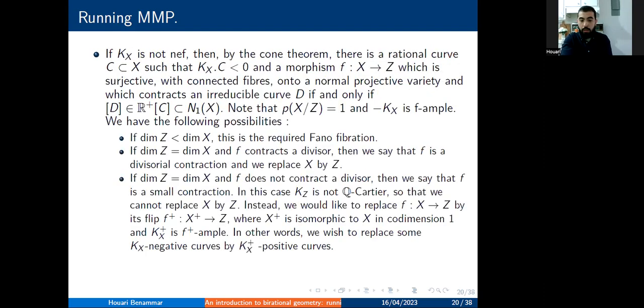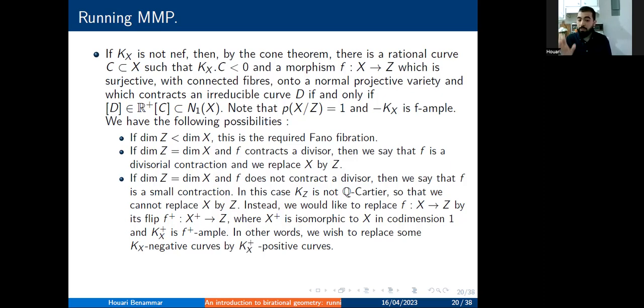Okay. So I want to describe the process very quickly. If K_X is not nef, because we want K_X nef, we need to contract some extremal rays. By the Cone theorem, there is a rational curve such that the intersection is negative, and a morphism which contracts this curve. And there are three possibilities. If the dimension of Z is less than the dimension of X, this is the required Fano fibration.